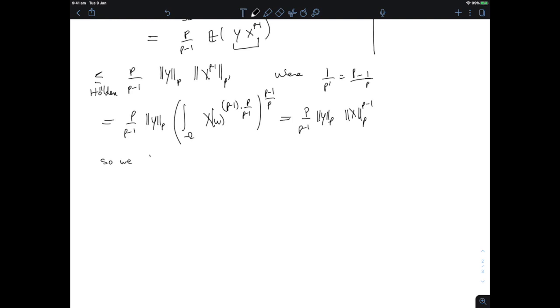So what have we proven? We've proven that the L^p norm of X raised to the power p is smaller than p/(p-1) times the L^p norm of Y times the L^p norm of X raised to the power p-1, and you divide by that on both sides, and you get the inequality we wanted to get. So we've proven our result, right? Except we've only proven it under the extra assumption that X was in L^p to start with, right?